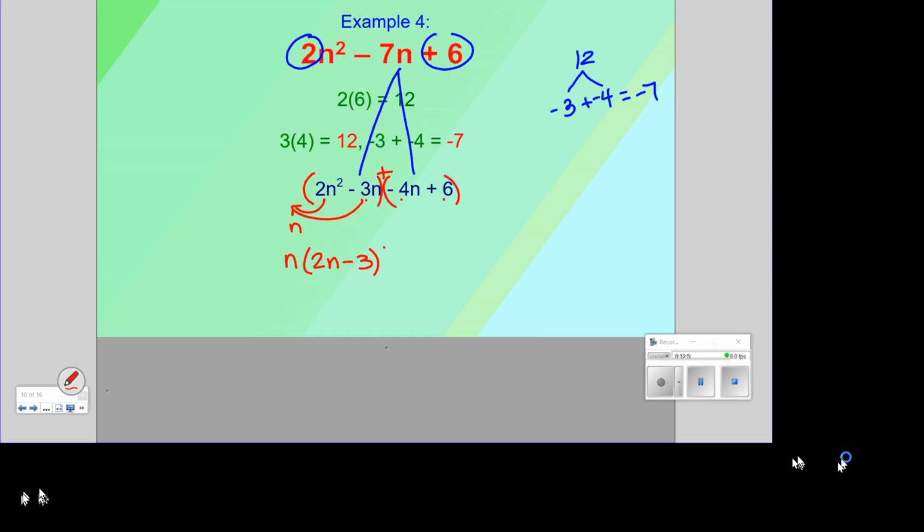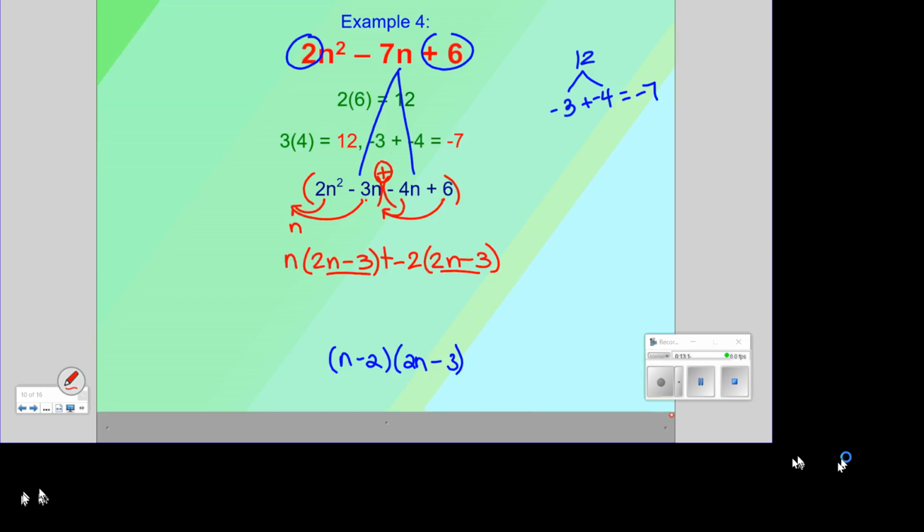Bring down the plus sign. Then we're going to pull a negative out so that our signs match the first binomial signs. And pull out a negative 2, making this now a positive 2n. And 6 divided by negative 2 is negative 3. This ensures that our signs match, finishing with n minus 2 times 2n minus 3.